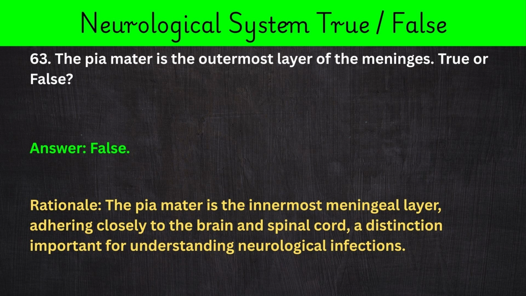63. The pia mater is the outermost layer of the meninges. True or false? Answer: false. Rationale: the pia mater is the innermost meningeal layer, adhering closely to the brain and spinal cord, a distinction important for understanding neurological infections.